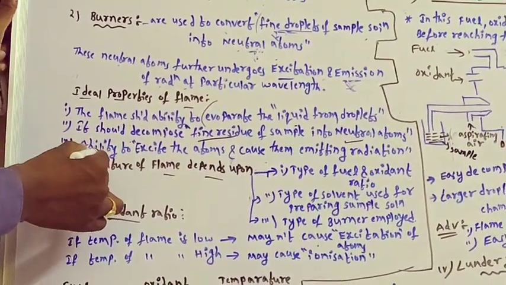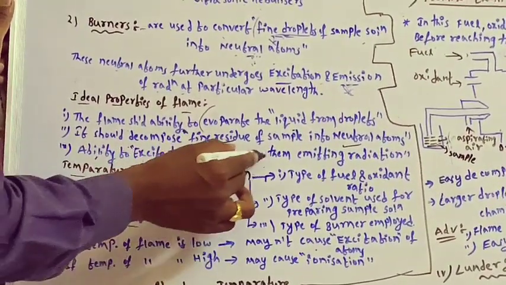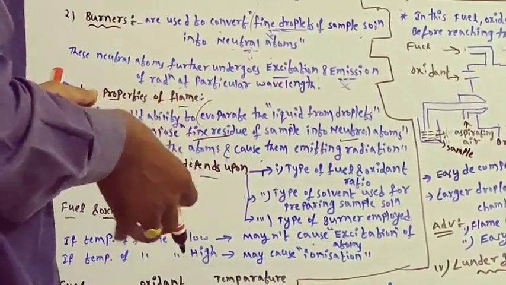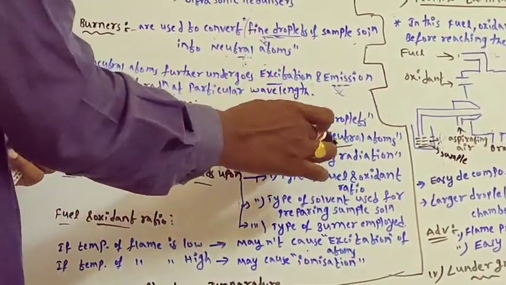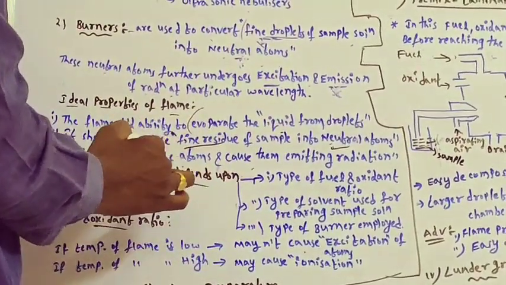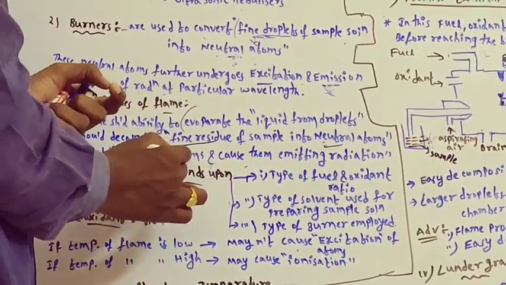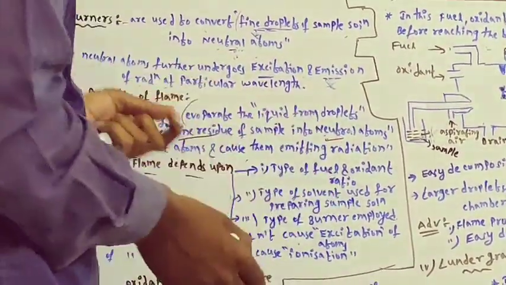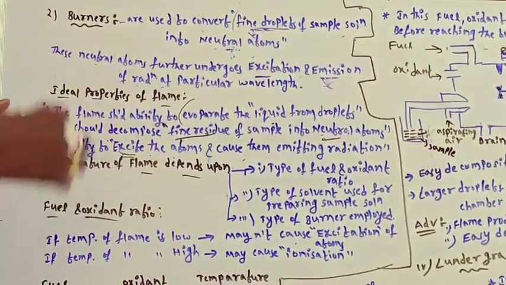Then the third property: ability to excite the atoms and cause them to emit radiation. Due to the thermal energy of the flame only, the neutral atoms gain energy and undergo excitation. The flame should have the ability to excite the atoms and cause emission of radiation, as the excited atoms will emit the radiation. These three properties must be present in the flame.